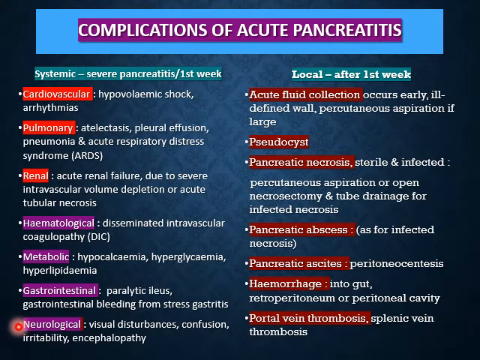encephalopathy in severe forms. The local complications include acute fluid collection, which may require percutaneous aspiration if the collection is large, pseudocyst of the pancreas, pancreatic necrosis, pancreatic abscess, pancreatic ascites, hemorrhage into the gut, and portal vein thrombosis or even splenic vein thrombosis.